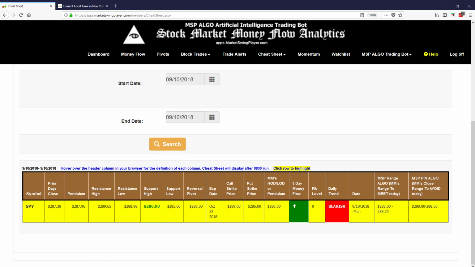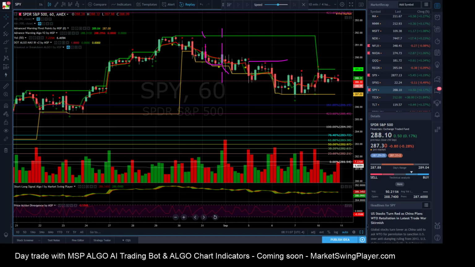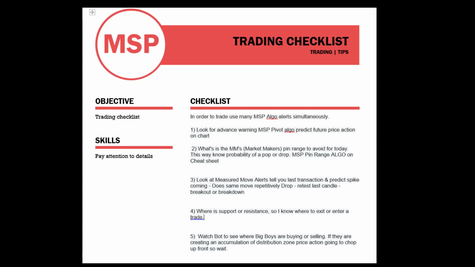So this is just a checklist we're going over. So that was number 2. Okay, number 3, look at measure move alerts. It tells you what the last transaction was, and it also predicts that a spike is coming. And measure move alerts do the same thing on an intraday 10-minute. Okay, it does the same exact thing. This is just for the intraday 10-minute because we're talking about scalp trading.